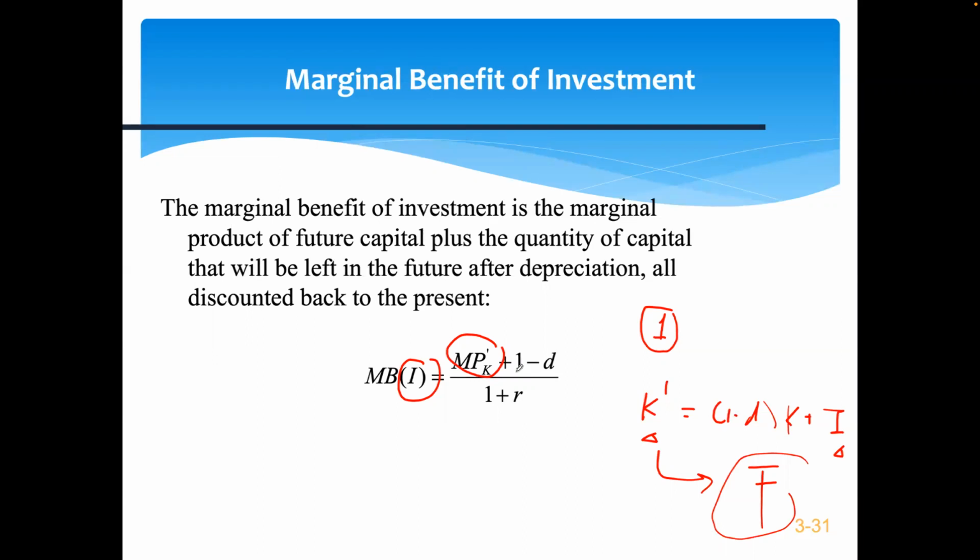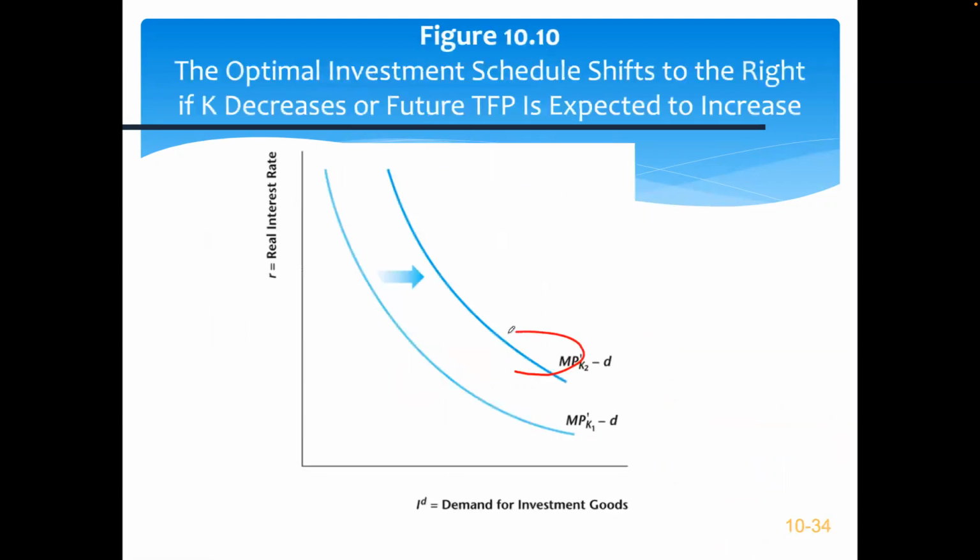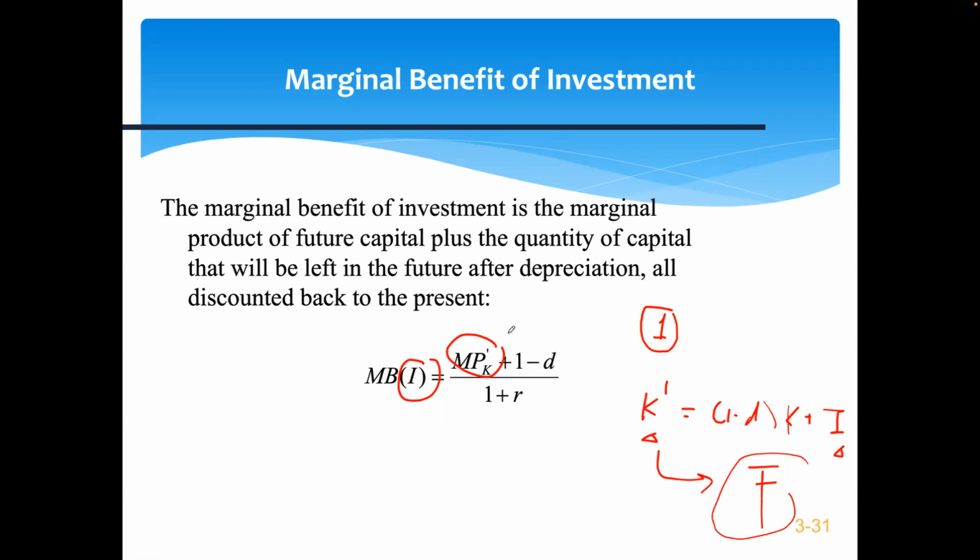Right, so what is the remaining capital? You invest 1 unit in the next period, you're going to get 1 minus D. You're going to get 1 minus D, right? So this is after depreciation. This is the remaining capital you're going to have at the end of the future period, and you can liquidate, and that's going to give you some value.